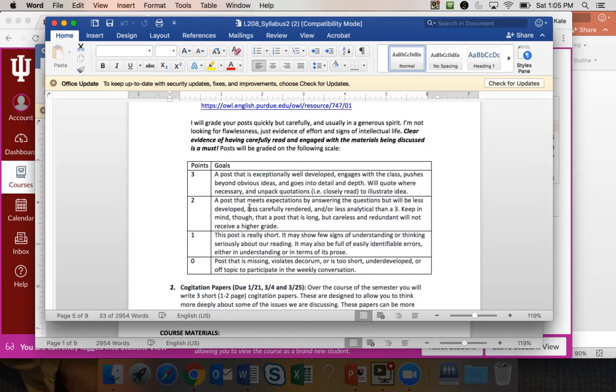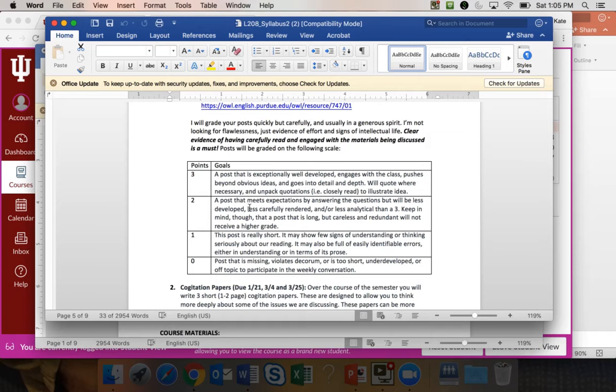Number 2, or 2 points, is a post that meets our expectations by answering our questions, but it will be less developed, less carefully rendered, or less analytical than a 3-point post. Keep in mind, though, that a post that's long but careless or redundant or shallow in its thinking will not necessarily receive a higher grade. The grade is really about the quality of those posts.